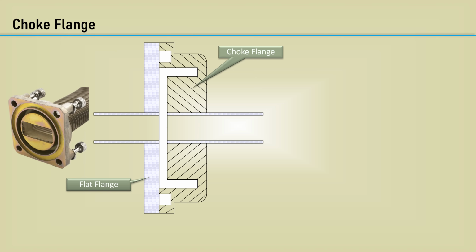This is a cross-section of a choke flange mounted against a flat flange. This surface, as you can see, is not flush with the flat flange. This configuration allows for 2 quarter-wave slots to make a half-wave stub.